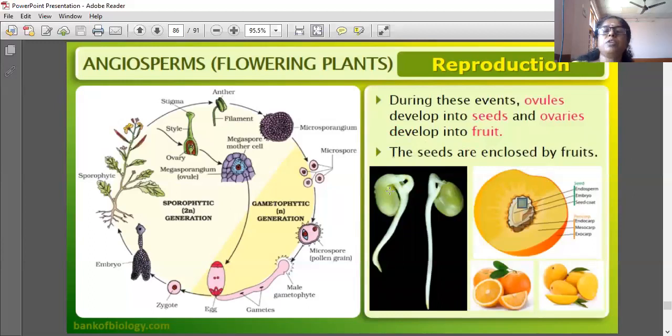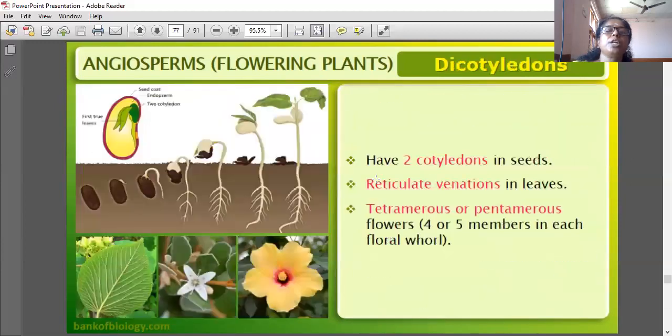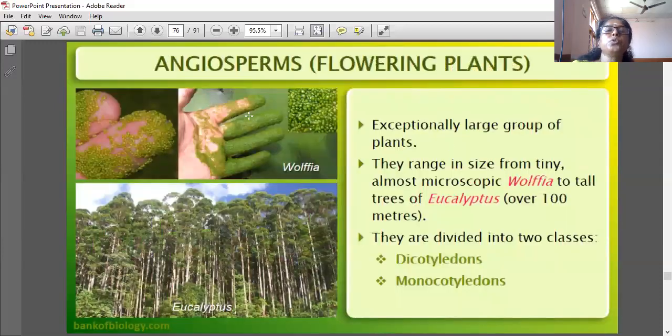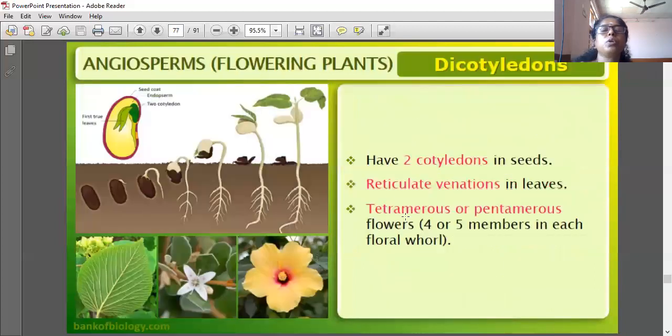For gymnosperms, we only named them in this one. One more time I will show the angiosperms. Angiosperms are flowering plants only, divided into monocot and dicot. The range of plants goes from the small Wolffia, which is microscopic, to eucalyptus, which is 100 meters tall.